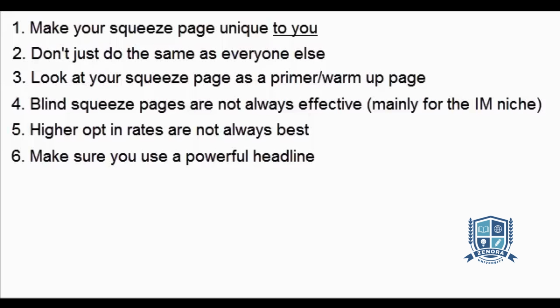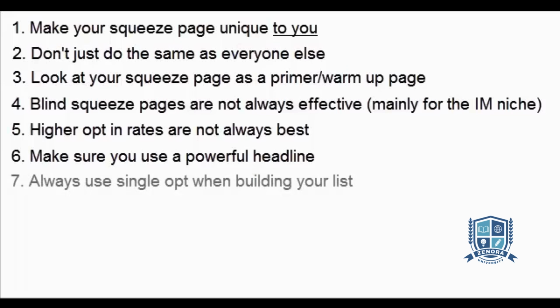Tip number 7 is always use single opt-in. Yeah, always use single opt-in. Now this is something that is debatable. A lot of people may say, or some people may say, use double opt-in. Some people may say use single opt-in. I'm telling you now, if you want to make money when you build your list, you need to use single opt-in. There's no doubt about it. When you see my sales funnel, I'm going to show you exactly what I do, and I use single opt-in every single time.